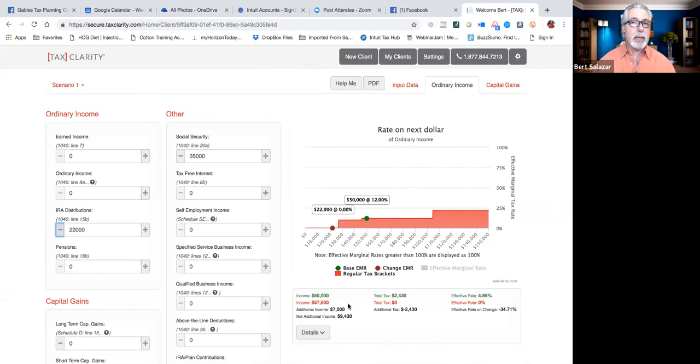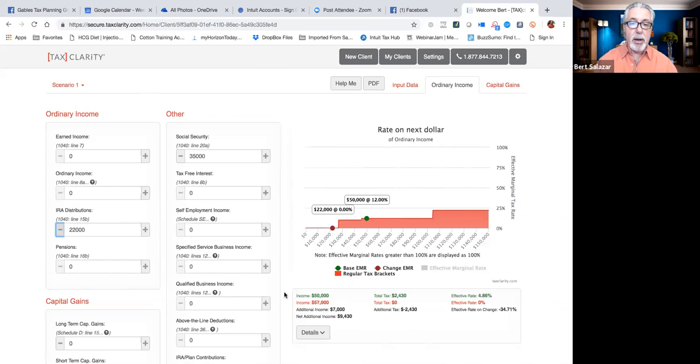But remember that the client said to me when we started the conversation that they were very comfortable only having to pay $2,430 on a little bit north of $140,000 of income. So my third question to the client was, well, how much more can we take out of this IRA that will get us to the $2,430 of tax liability that you were so comfortable with when you first visited with me?